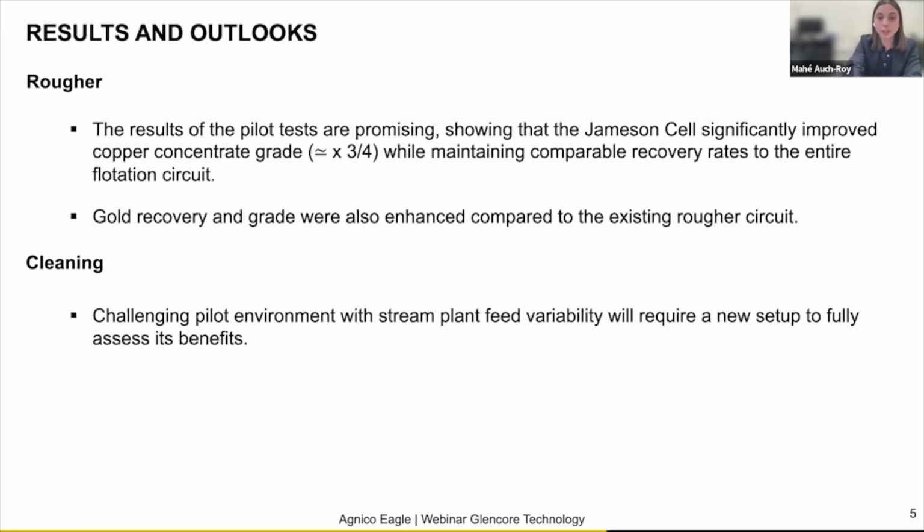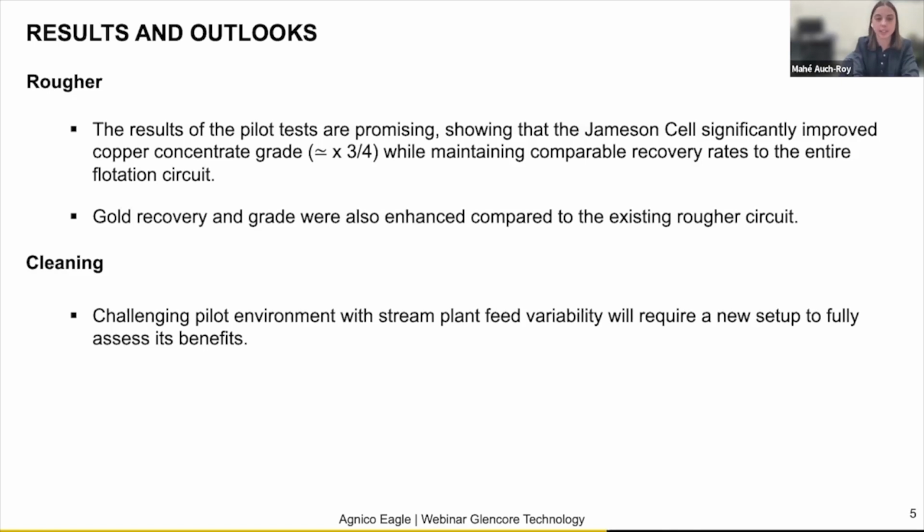For the rougher application, the results of the pilot test have been promising, and we are really happy with that. The Jameson cell significantly improved the copper concentrate grade, achieving around 3 to 4 times the current concentrate grade, so from 3 to at least 10. It was really, really good for this part, while still maintaining comparable recovery rates to the entire flotation circuit.